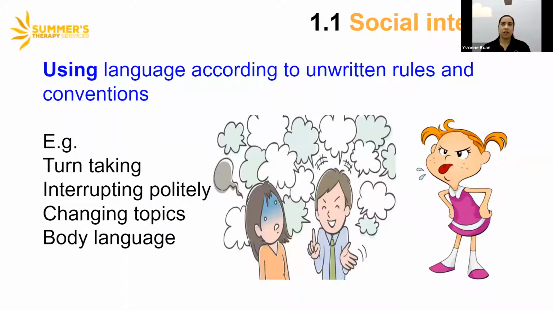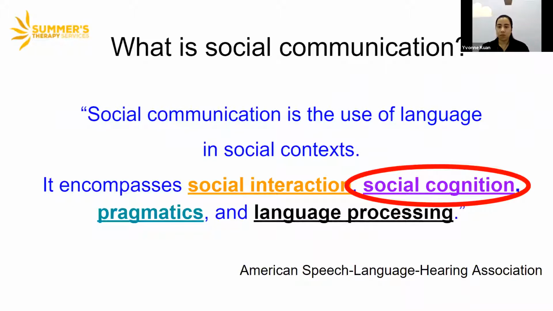So you need to have that knowledge and know-how that, okay, in this situation, this is the best way to interact with this person. Okay, so that is what we talk about when we talk about social interaction skills. Now we move on to the next portion, which is social cognition.